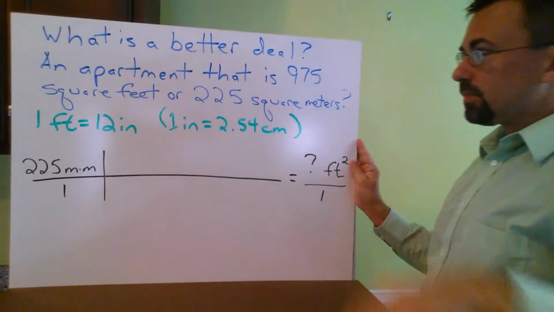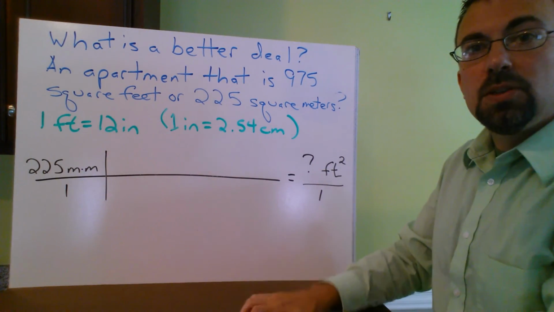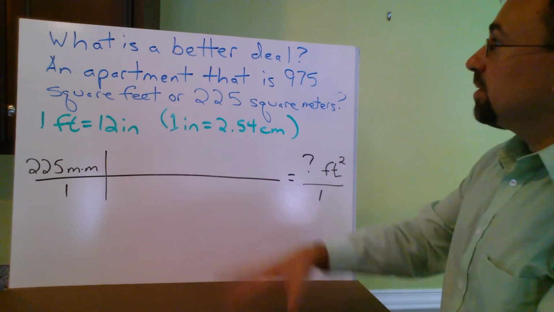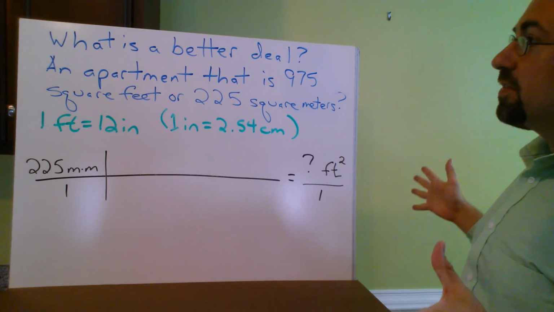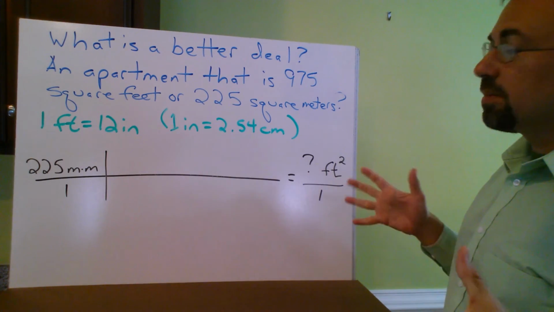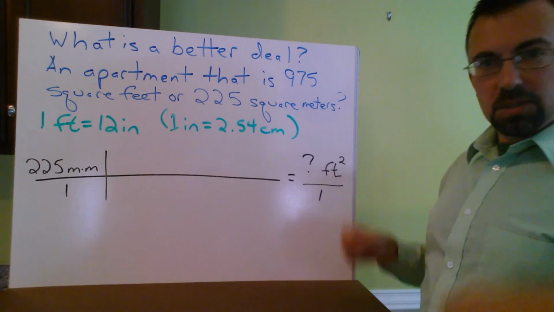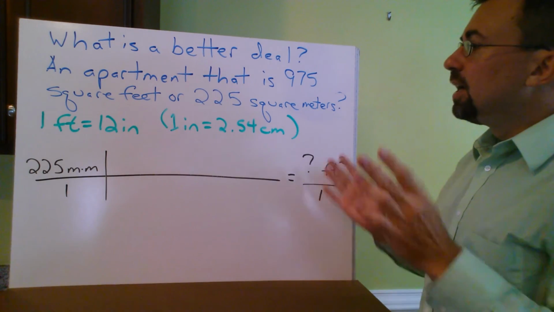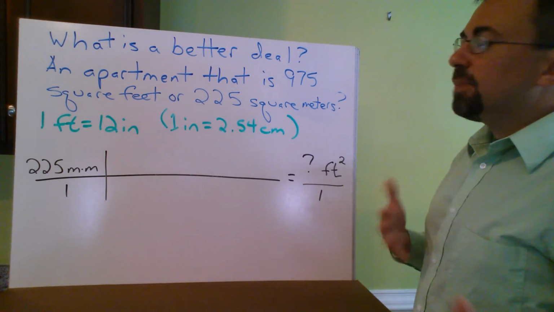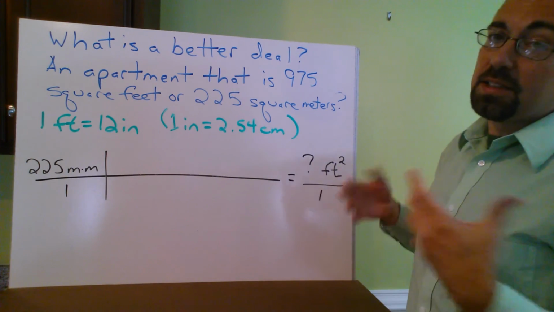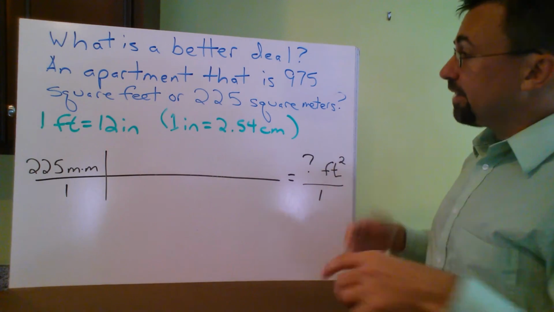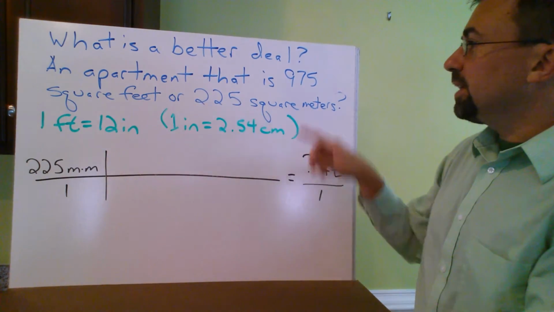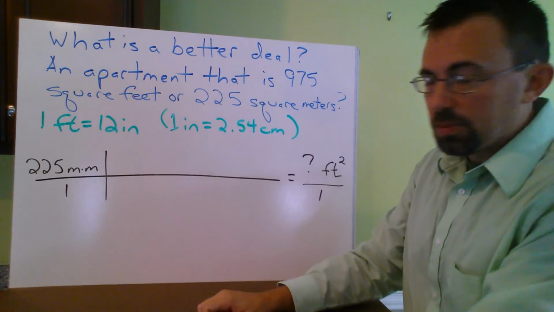Okay. One more quick example using powers. What's a better deal? An apartment that's 975 square feet or 225 square meters? You might guess this is a trap question. It must be the smaller number. You might be right. But let's take an approach. We can't compare apples and oranges without at least an apple-orange conversion factor, which I do not have. So we can't do square feet to square meters and pick the bigger or the smaller number per se.